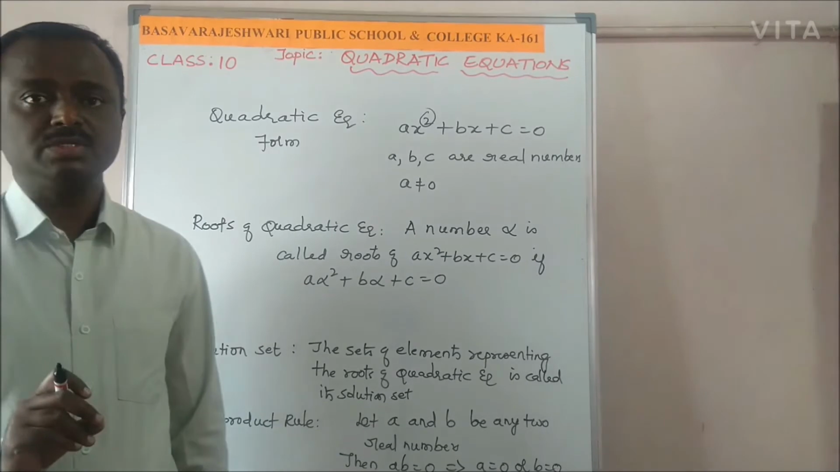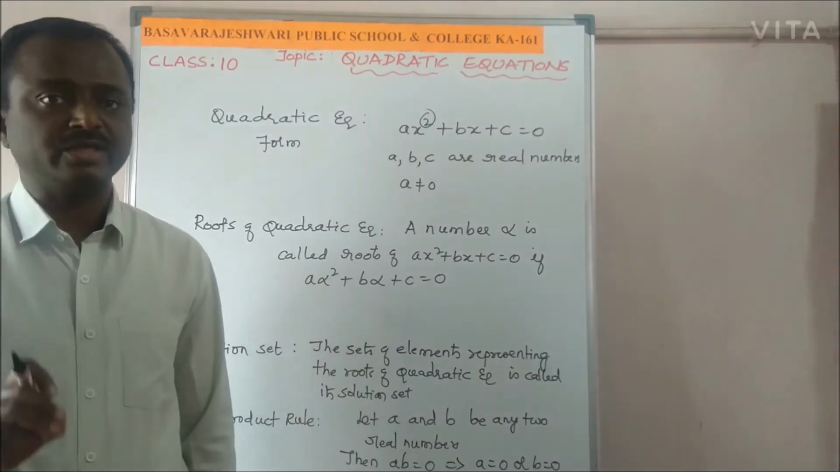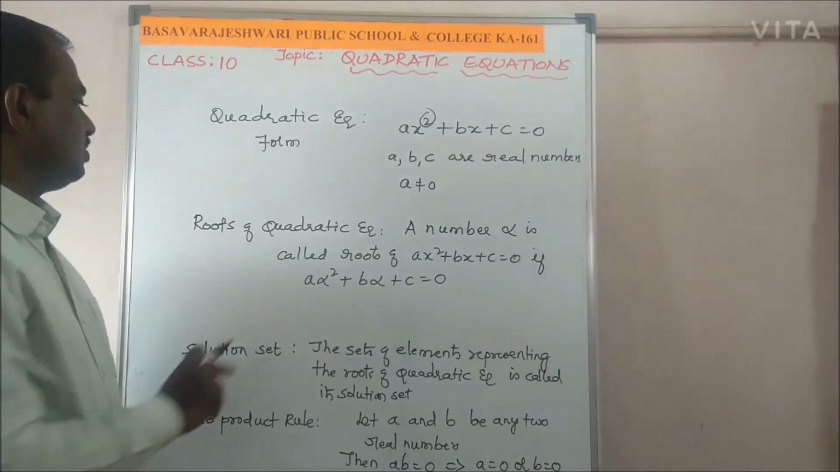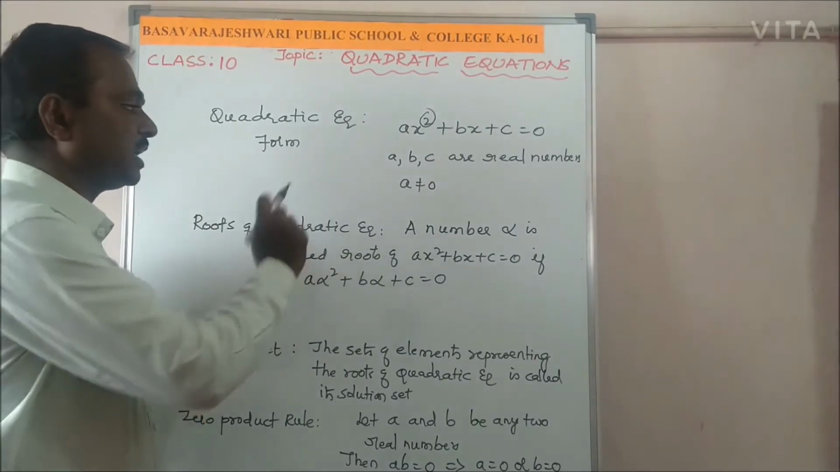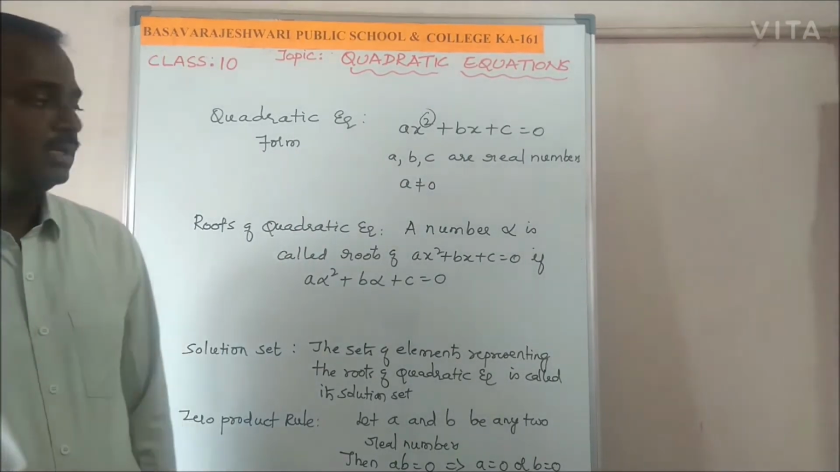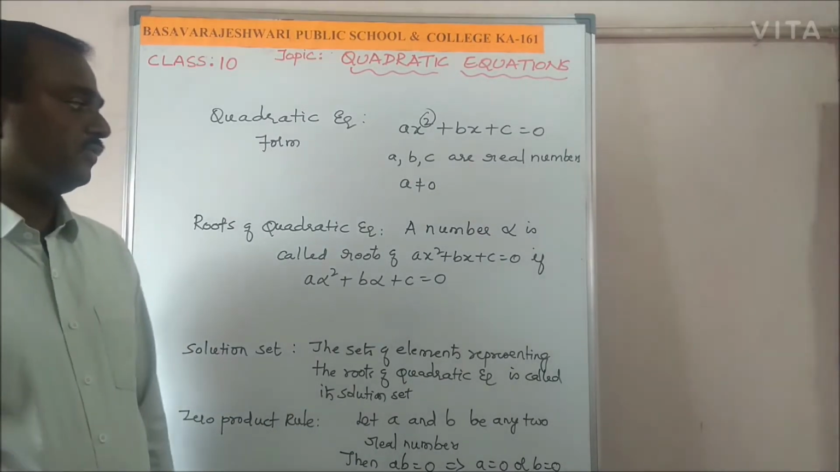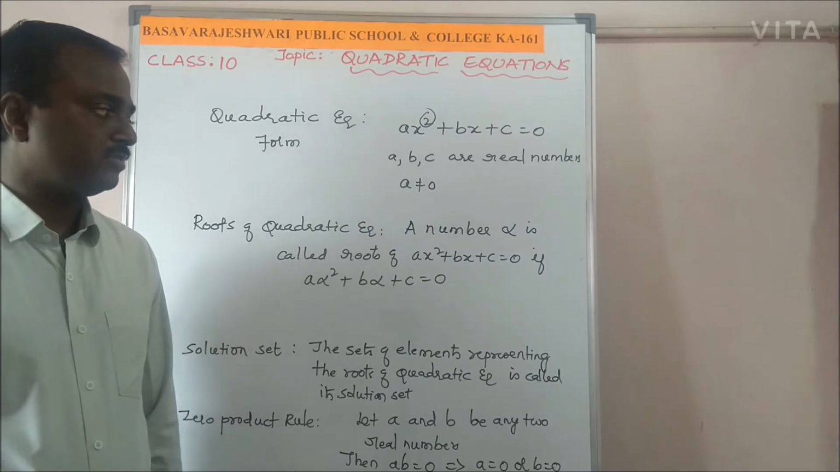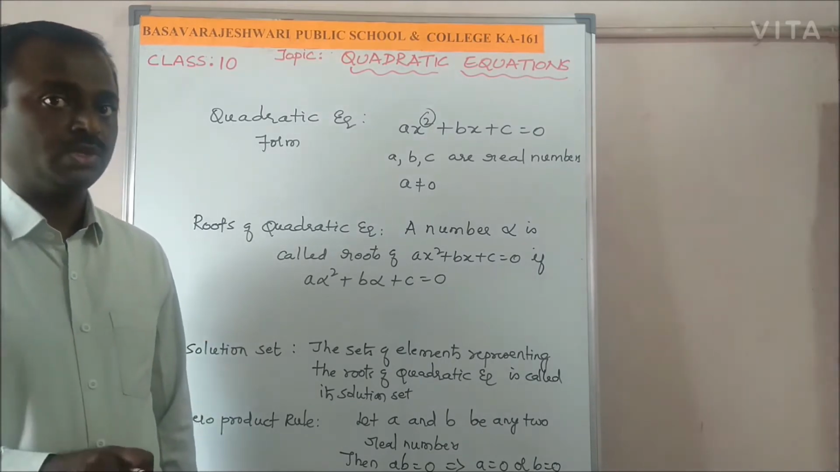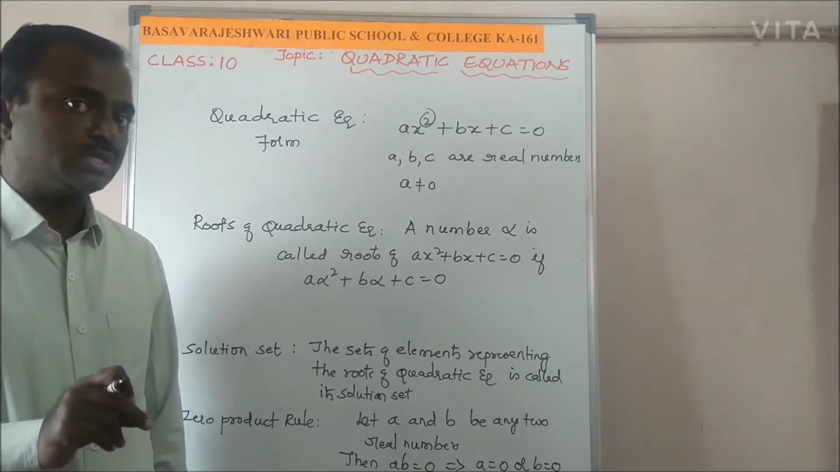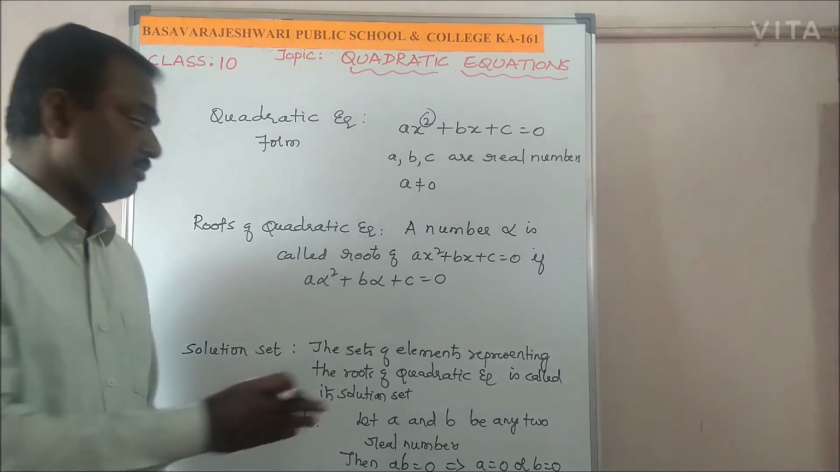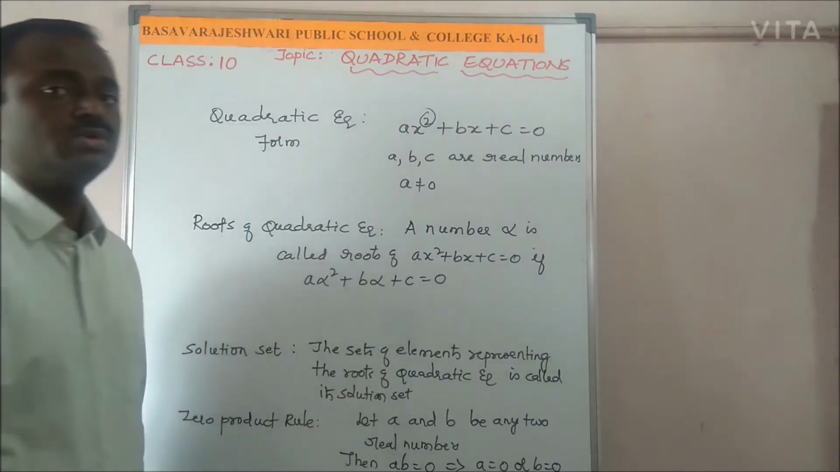So what are real numbers? Real numbers include rational and irrational numbers. What is meant by roots of a quadratic equation? A number alpha is called a root of ax square plus bx plus c is equal to 0 when it satisfies the equation, that means LHS should be equal to RHS.